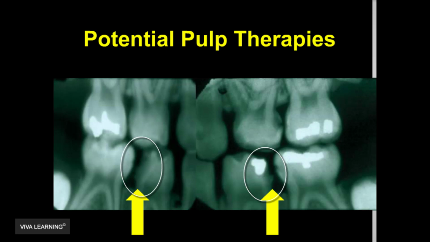Certainly we're not going to go in and put another big restoration. We're going to crown both of these teeth, and we are also going to plan on putting pulpotomies in each of these teeth to make sure that they will be secure.